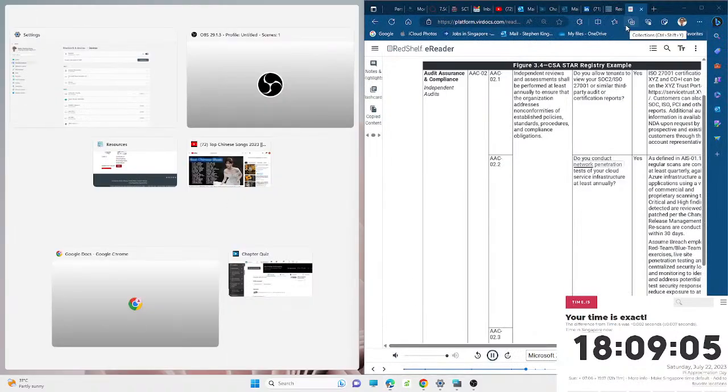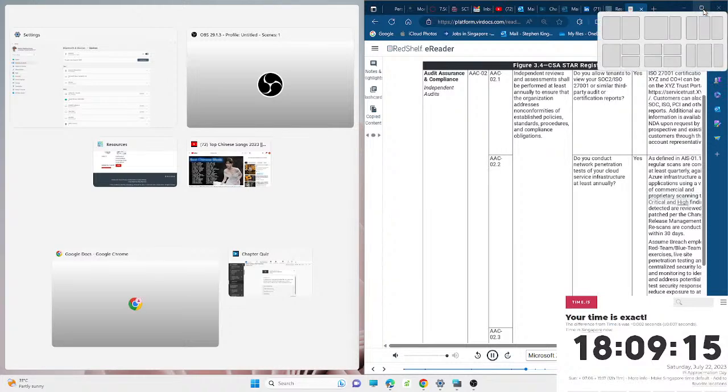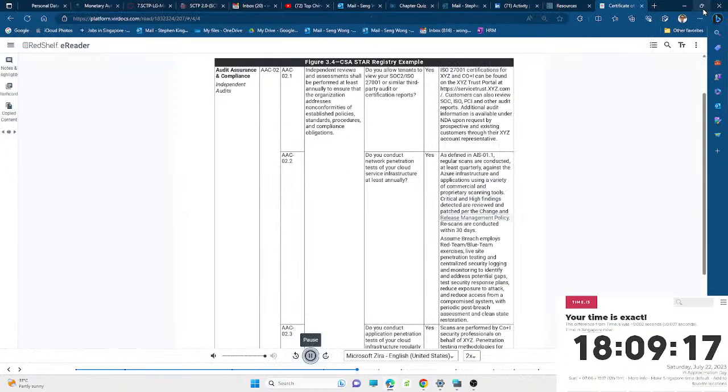AAC02.2: Do you conduct network penetration tests of your cloud service infrastructure at least annually? Yes, as defined in ACE 01.1, regular scans are conducted, at least quarterly, against the Azure infrastructure and applications using a variety of commercial and proprietary scanning tools. Critical and high-severity findings detected are reviewed and patched per the change and release management policy. Rescans are conducted within 30 days. Assume breach employs red team/blue team exercises, live site penetration testing and centralized security logging and monitoring to identify and address potential gaps, test security response plans, reduce exposure to attack, and reduce access from a compromised system, with periodic post-breach assessment and clean state restoration.